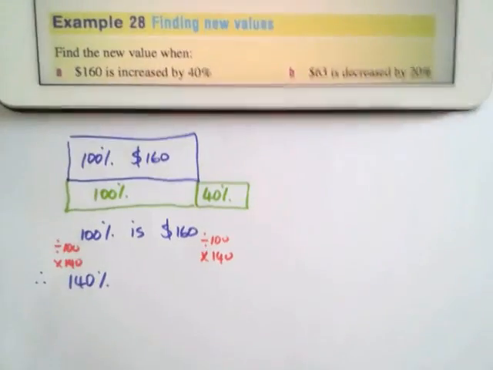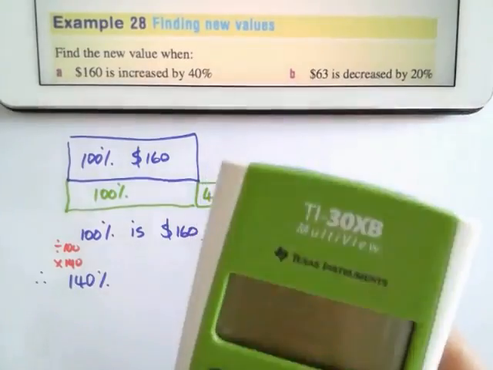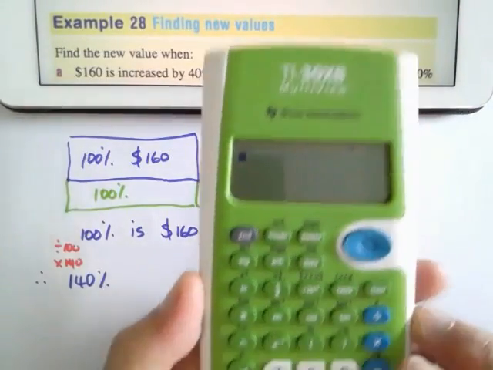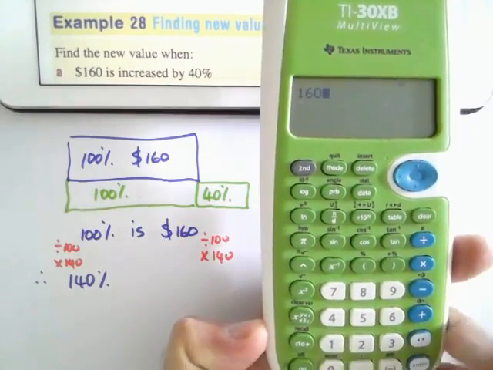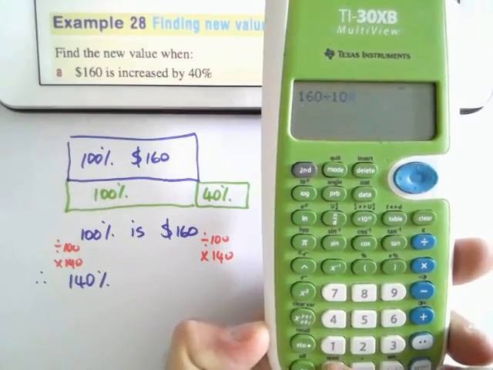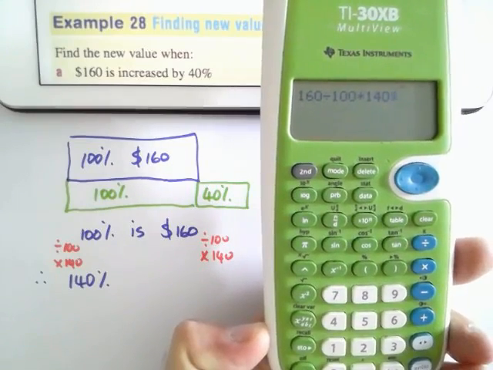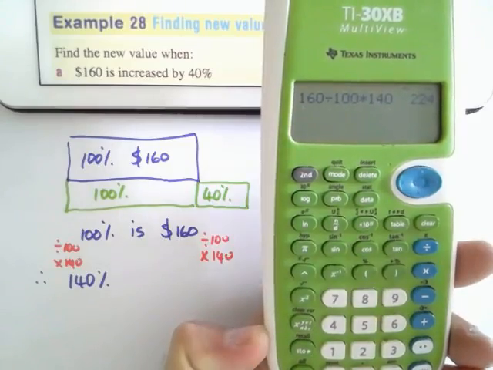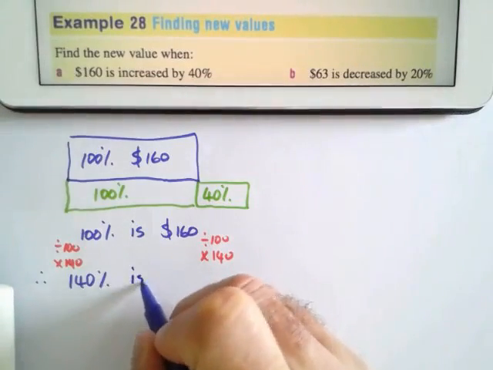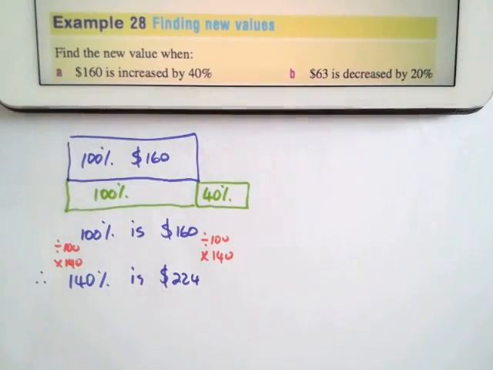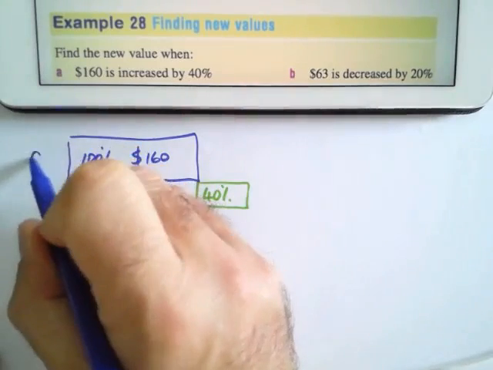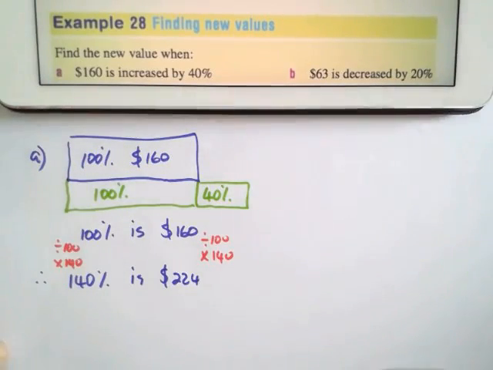So if I do that on my calculator, and I say it's 160, divide by 100, and then I multiply it by 140, then my answer is 224. So it is $224. So that is one quick, easy way to do all of these questions. I would prefer you to do it this way rather than the way the book does it.